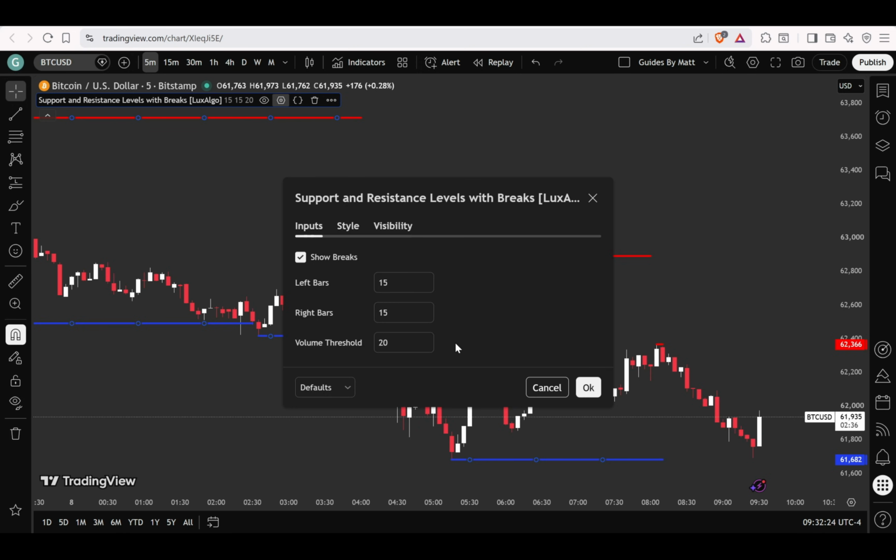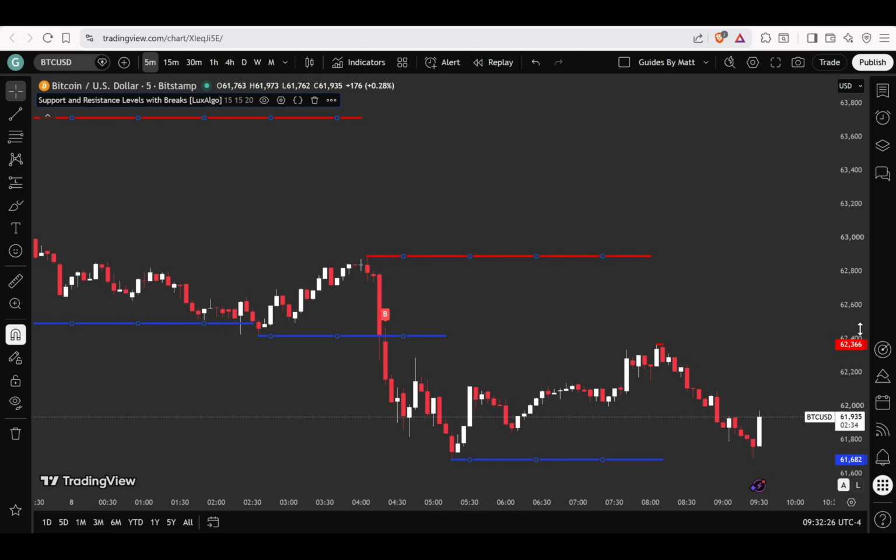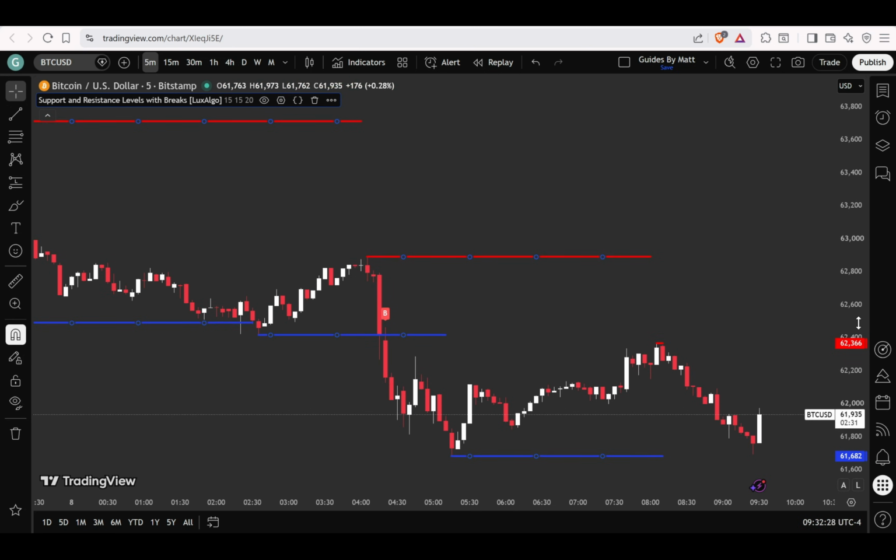To wrap up, this indicator provides a systematic way to view market structure and volume-backed breakouts.